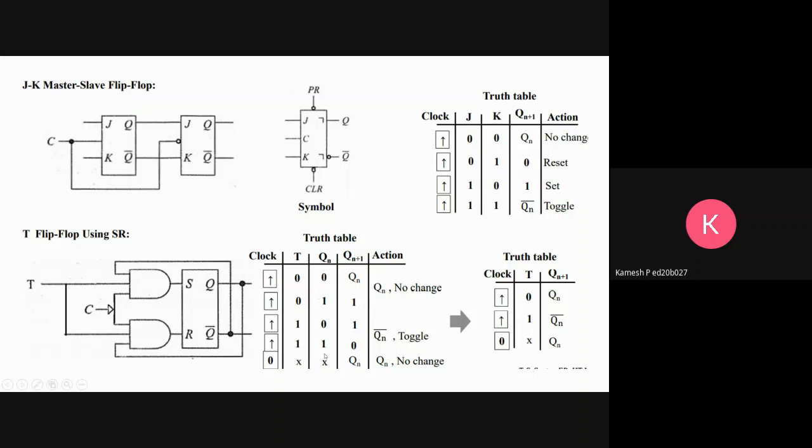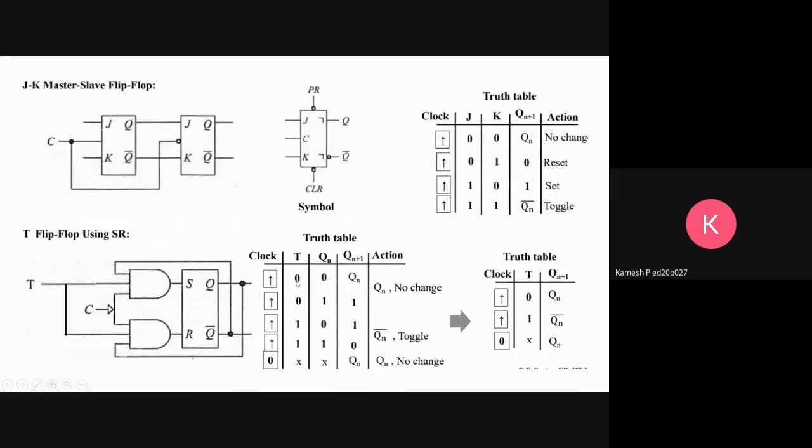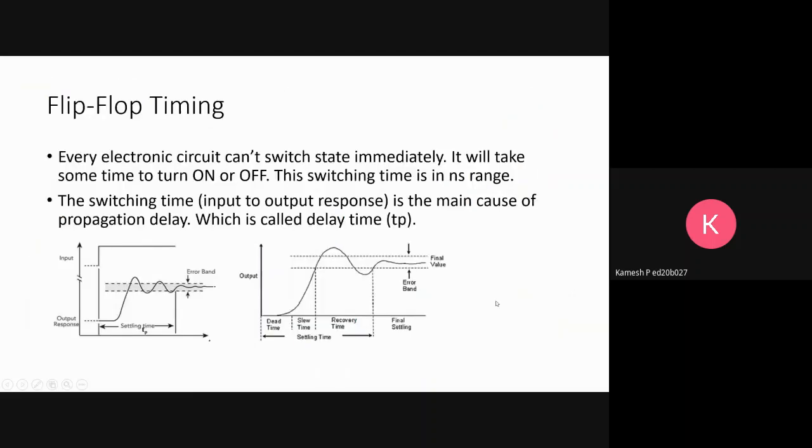And T flip flop using SR. T has the following truth table, that when 0 is given, along with SR flip flop conditions, I mean XX, whatever may be the inputs, Qn is again Qn, no change. But when 1 is given as T, then Qn bar is the Qn plus 1, and when 0 is given, the previous state is again continued after clock pulse.